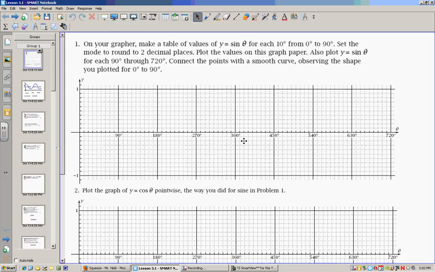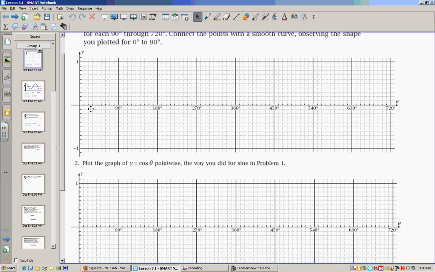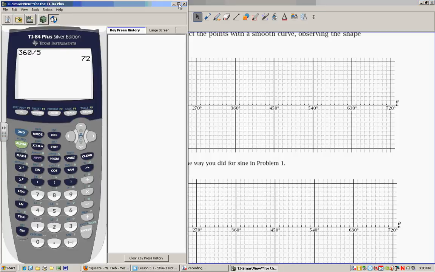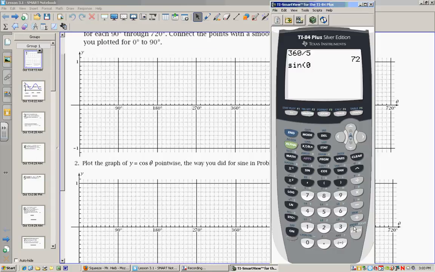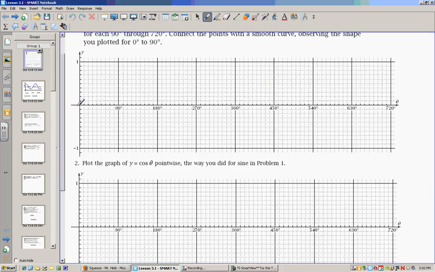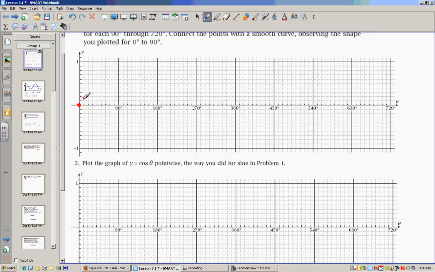Now, I want you to take a second and graph sine on this first graph and cosine on the second graph. What you're going to do is type in your calculator sine of 0. If I type in the sine of 0, the answer is 0. So I'm going to just put 0 on the chart, and then I'm going to do the sine of 10. 10 degrees is this first number, that's 0.17. Each of these represents 0.1, so 0.17 would be somewhere around there.